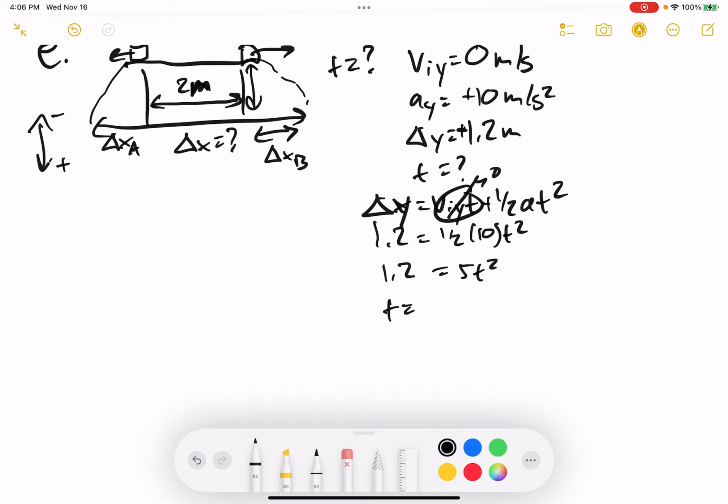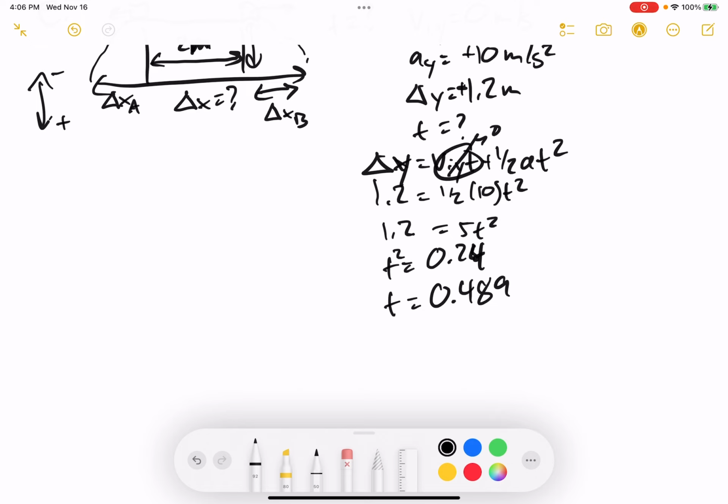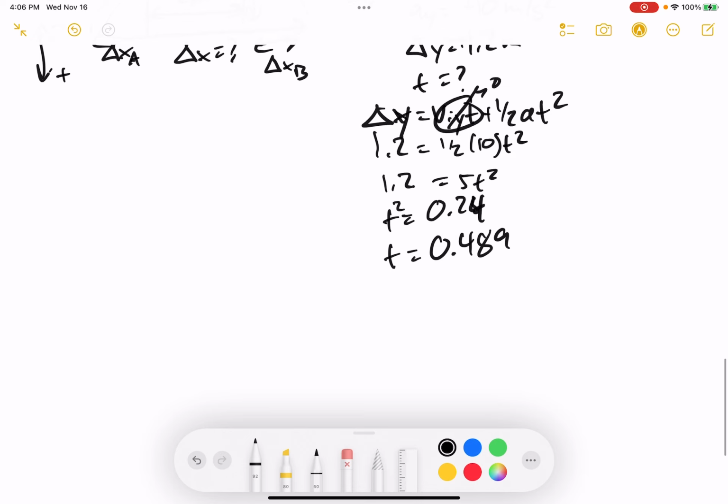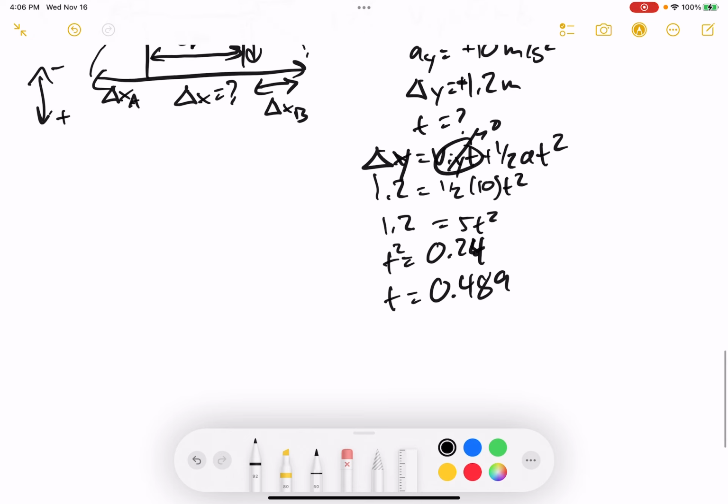So t squared equals 0.24. And then I will take the square root of that. Okay? So t equals 0.489. Okay? Try not to round too much. That may be what I've been doing, but don't worry too much about that aspect. College Board is less worried about that and much more worried about how you're solving your questions.